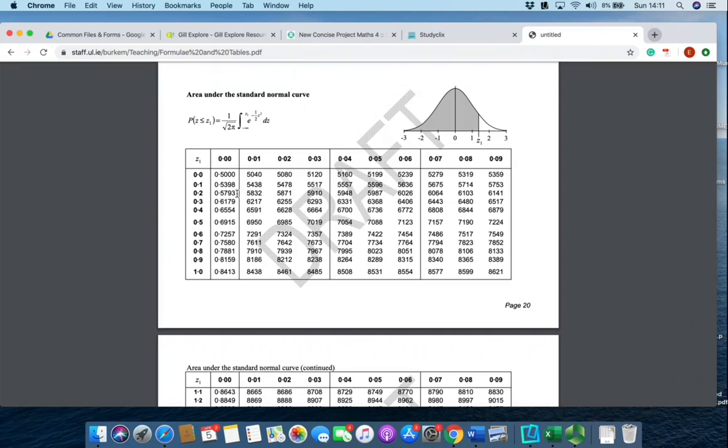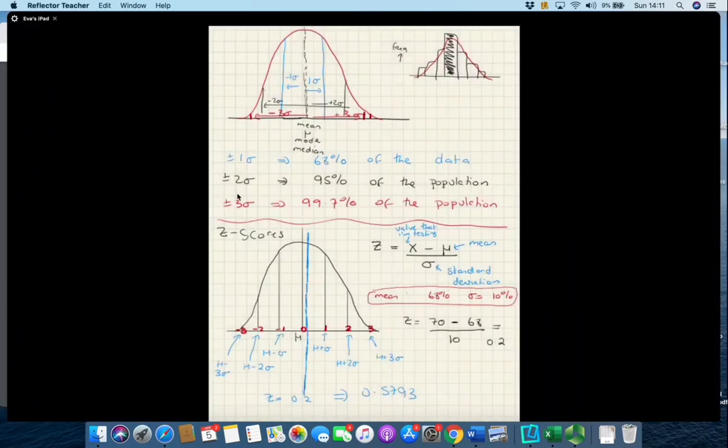So let me just write that down here. 0.5793. Okay, what does that mean? Well, what that actually means, 0.5793, if I write that as a percentage, is that 57.93% of the class did worse than you.